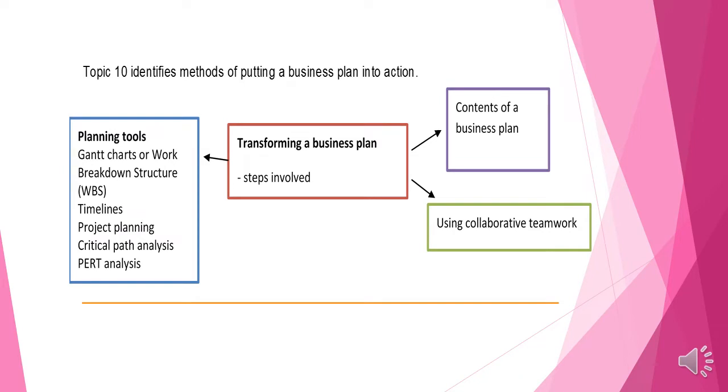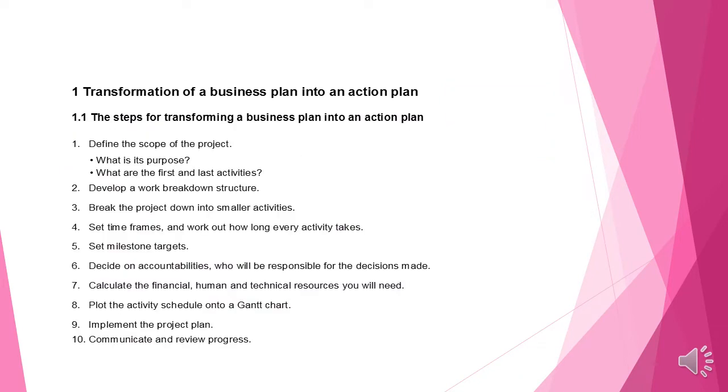And then next slide, we have transformation of a business plan into an action plan. The steps for transforming a business plan into an action plan. Define the scope of the project. What is its purpose? What are the first and last activities? What is the purpose of this project? Then what must be done first and what must be done last?